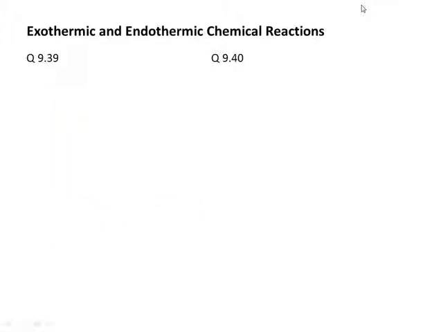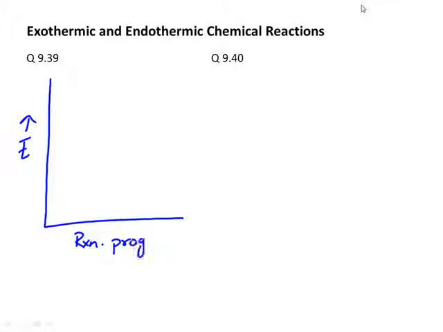When you're drawing an energy level diagram, the y-axis has the energy of the whole system. The x-axis is the reaction progress, as the reaction is progressing, starting with time 0 to however much time it takes. When we start the reaction, we start with just the reactants. So let's say this is the energy of the reactants.